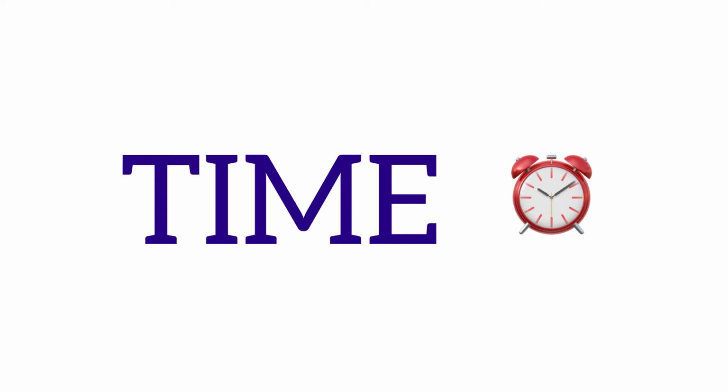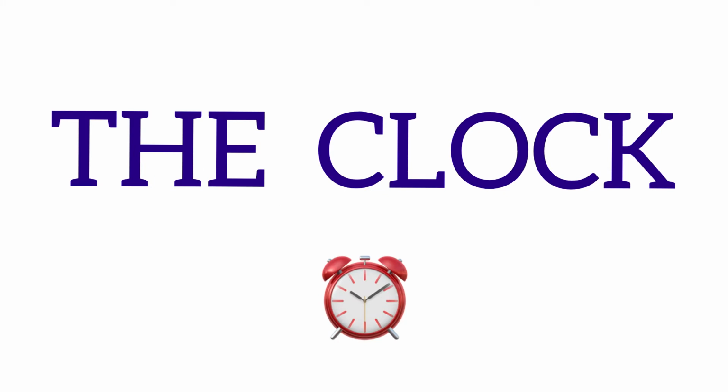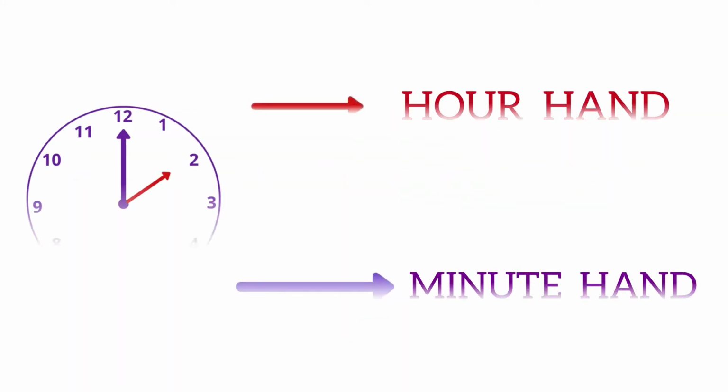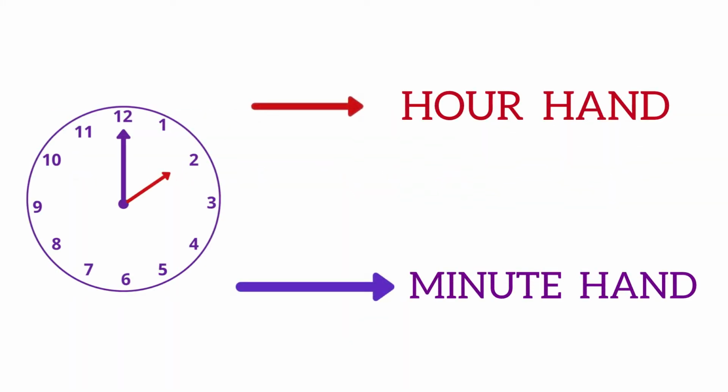In today's lesson, we will learn how to tell the time in English. We are going to begin by looking at the clock. We have the hour hand and the minute hand. Let's see the difference between those two hands. Let's start with the hour hand.